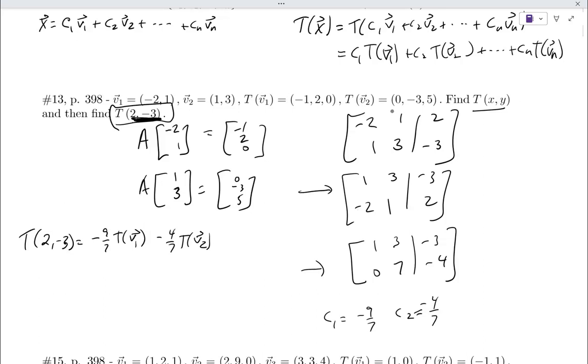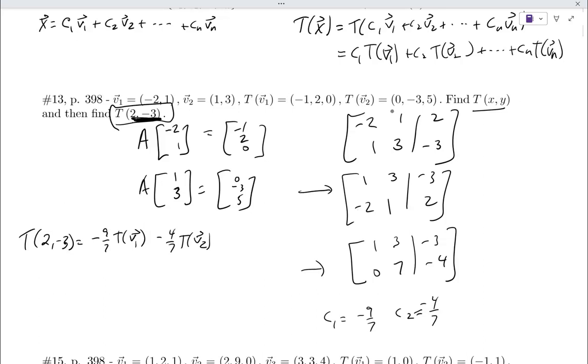But notice that you can find the coordinates of (2, -3) relative to the basis you're given, the (-2, 1), the (1, 3), right? We've done that kind of problem, haven't we? And we use the coordinates to multiply by the outputs of the basis vectors, and that'll give us the transformation. So if you wanted to find a general rule, you would do the same kind of thing, except that here you would have an x1. We'll do it the same kind of way.